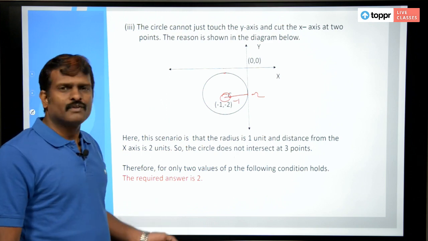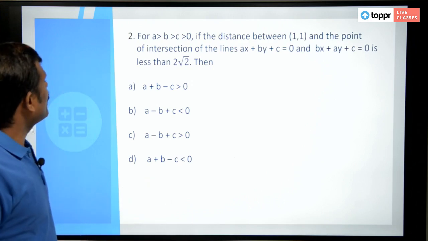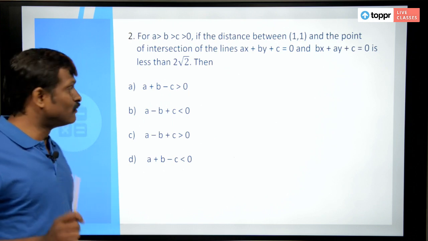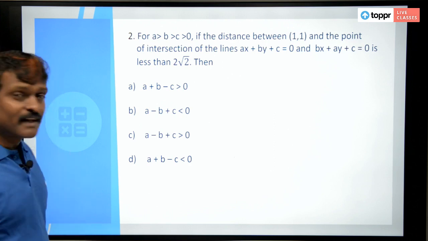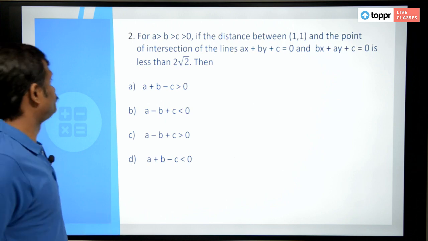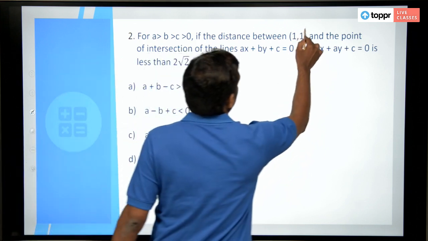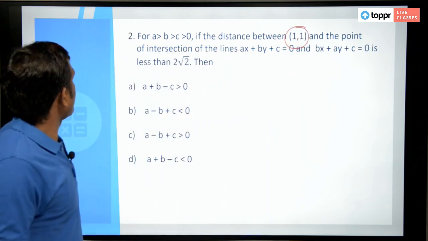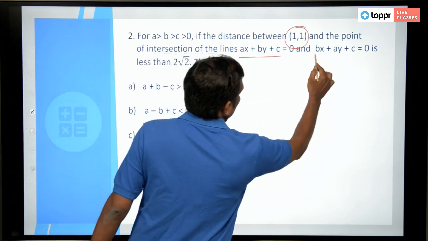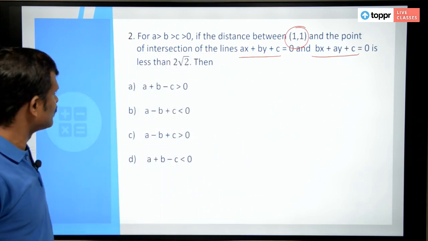Let us go to our next question. The second question says, for A greater than B greater than C. See here, he has given a comparison: A is bigger than B and B is bigger than C, and all these values are greater than 0, so there are no negative values. He has given a point 1 comma 1 and the point of intersection of the two lines Ax plus By plus C and Bx plus Ay plus C equal to 0. These are the two lines given to us and their intersection.